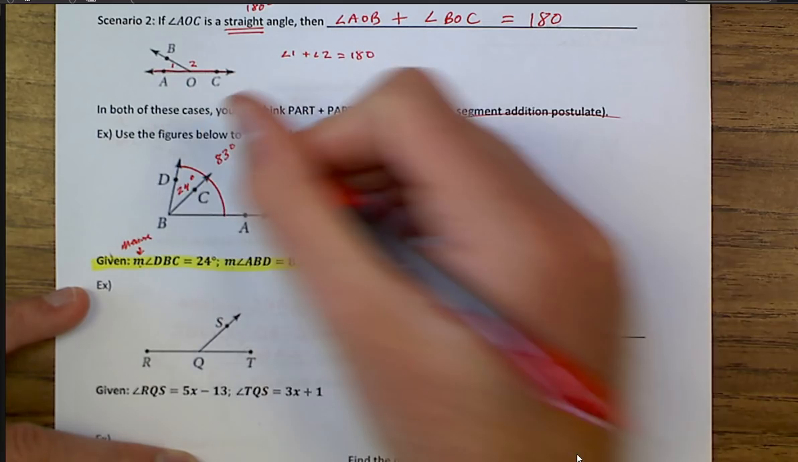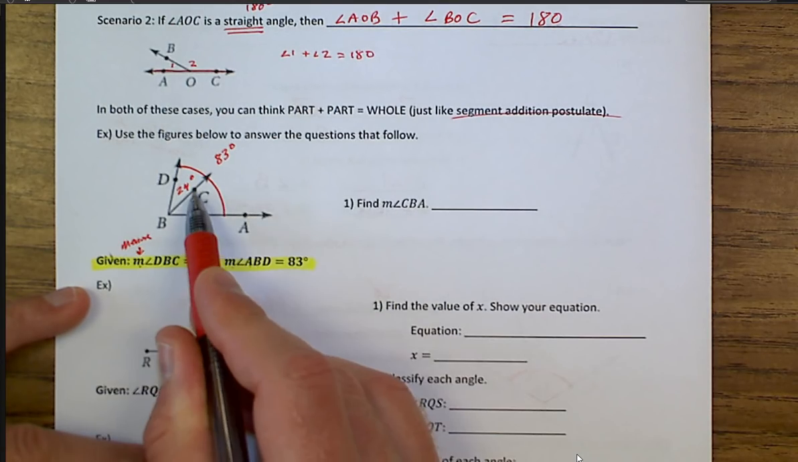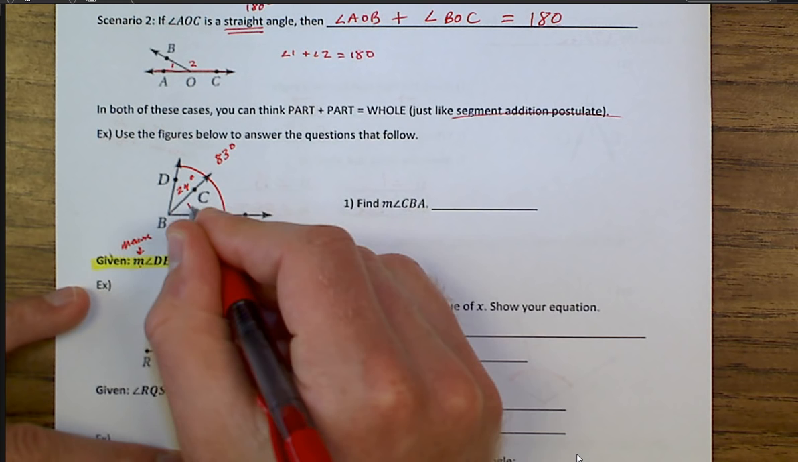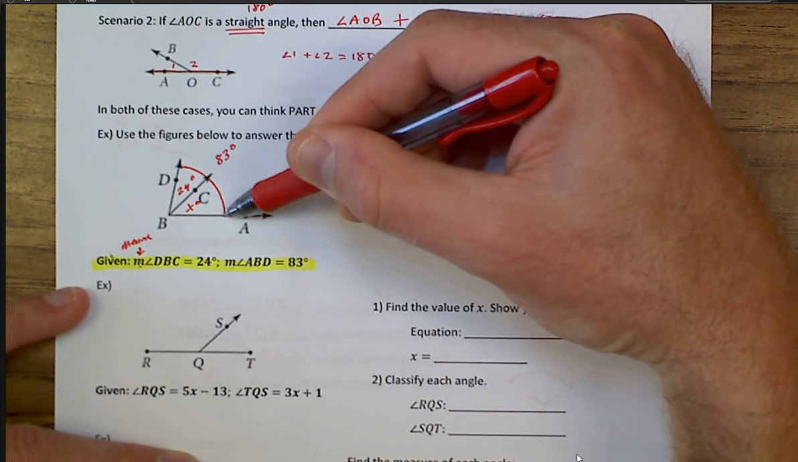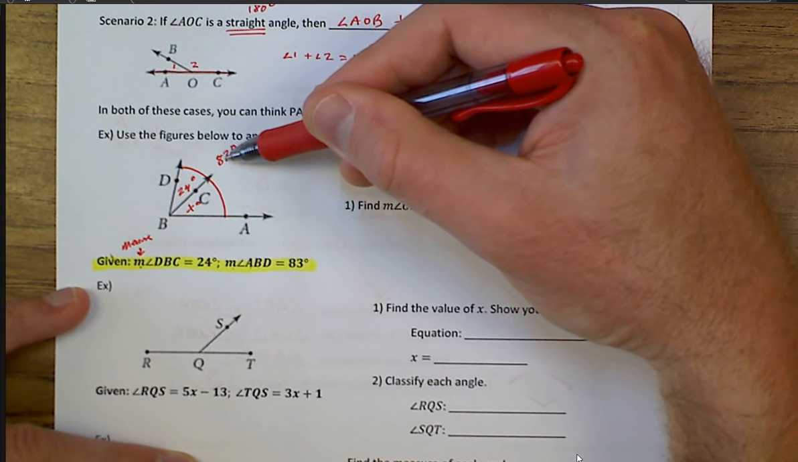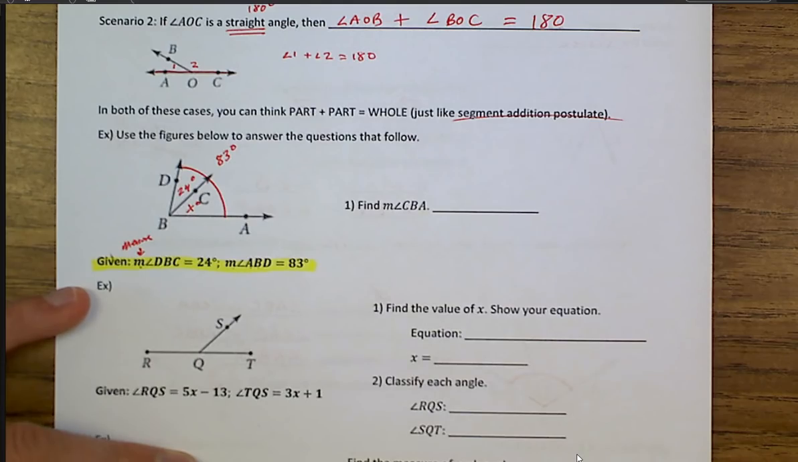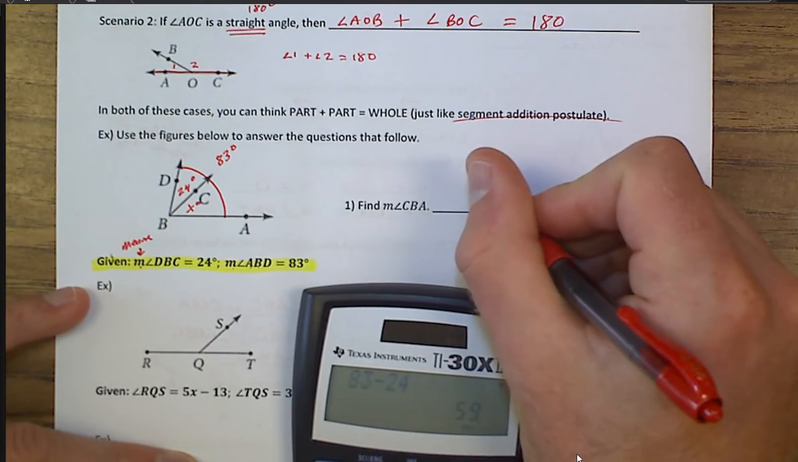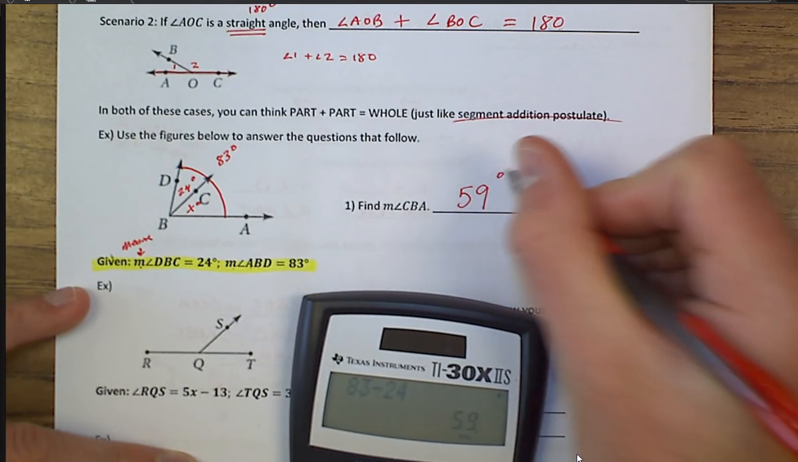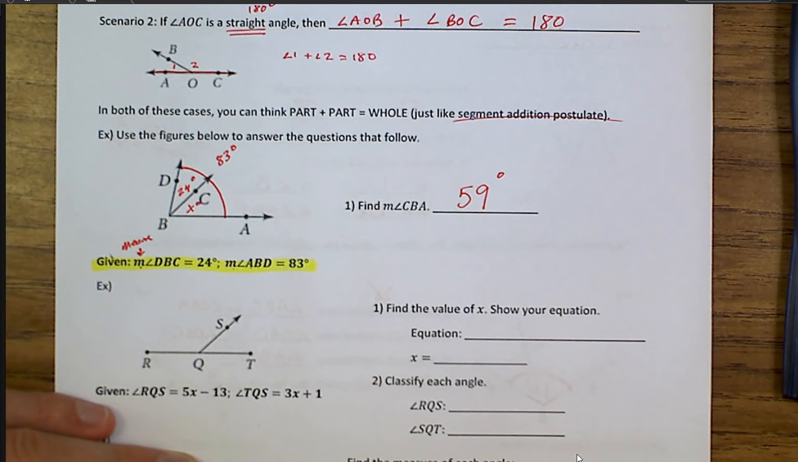Now what does the question say? It says find CBA. There's C, there's B, there's A. So I'm just going to call that X. So if you know the whole thing is 83, and part of that 83 is 24, how would you find this remaining piece? Well, just take your calculator out, or some of you may be able to do it in your head. 83 minus the 24, hit equals, and you get 59 degrees. Whenever we're talking degrees or angle measures, we always use the degree symbol. So there you go.